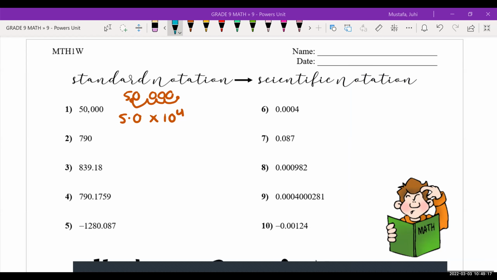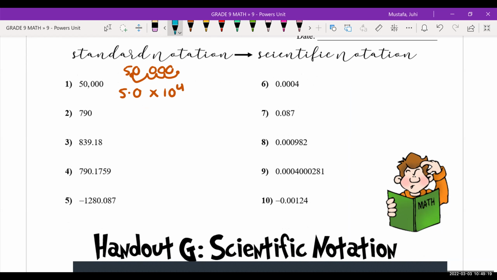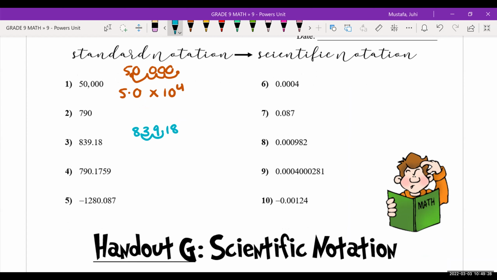Okay, let's try question number 3, 839.18. So I'm going to write that here, 839.18. So again, to make it into scientific notation, I need to move the decimal place over so that it's between the first 2 digits. And I'll be left with 8.3918 times, what do you think the next part will be? 10 to the power of 2, exactly. Because when you expand 8.3918 times 10 to the power of 2, you'll get a bigger number.